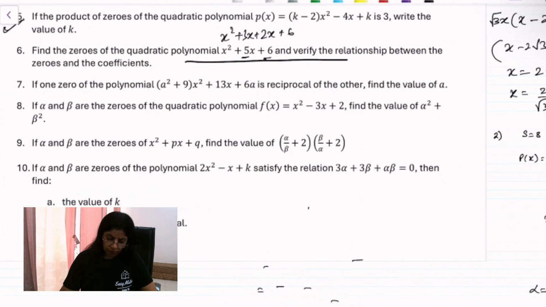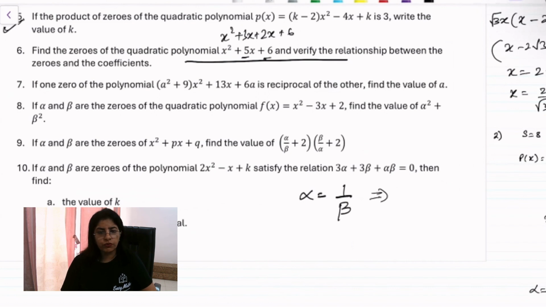Moving on to the seventh one. I am restricted by time, so I am skipping the easy ones. I am trying to do all the questions which require a little help from my end. Question number 7. If one of the zeros is the reciprocal of the other, that means alpha is equal to 1 upon beta. This is given to you. Find the value of a. What does this mean? It implies alpha beta is equal to 1 by cross multiplication. If we know this, most of our problem is solved.